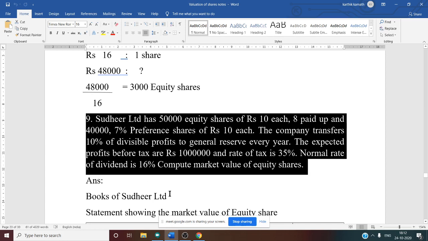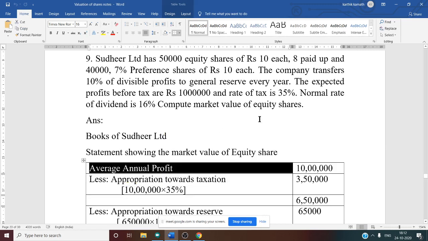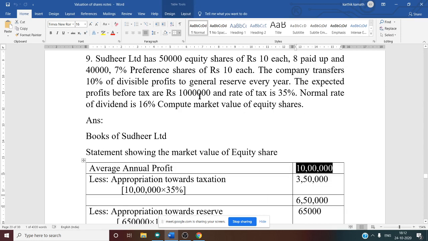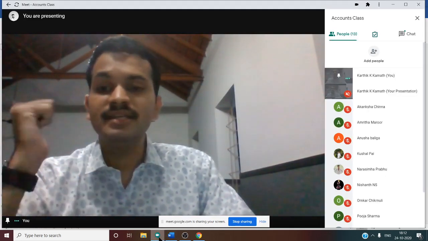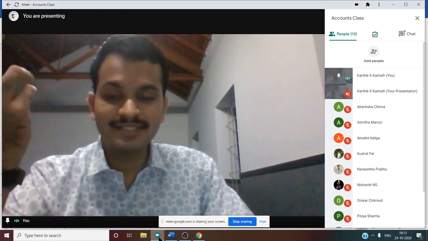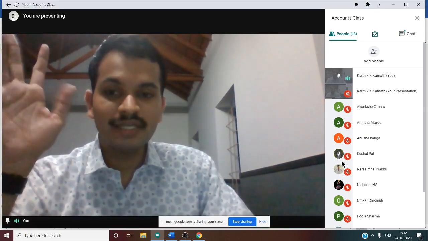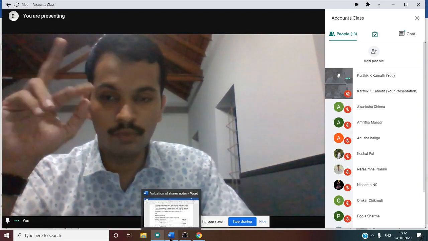In the books of Sudhir Limited, statement showing market value of equity share. So first thing is average annual profit. Average annual profit is mentioned in the problem, that is the expected profit before tax of 10 lakh. So the same information you are going to write, that is 10 lakh. Less, there are deductions from AAP. What are those deductions? First is tax deduction, then after that general reserve deduction. First you need to deduct tax if any tax rate is given. After that you need to deduct general reserve if any rate is given. In this problem both rates are mentioned.